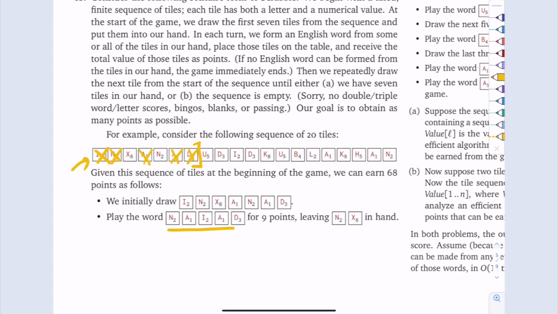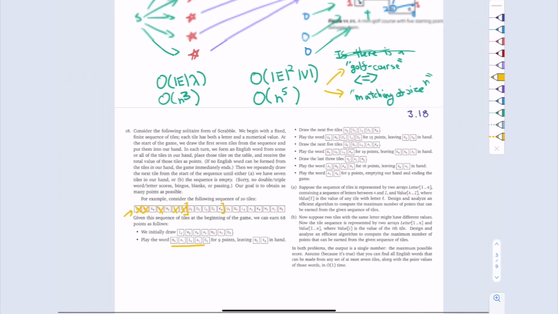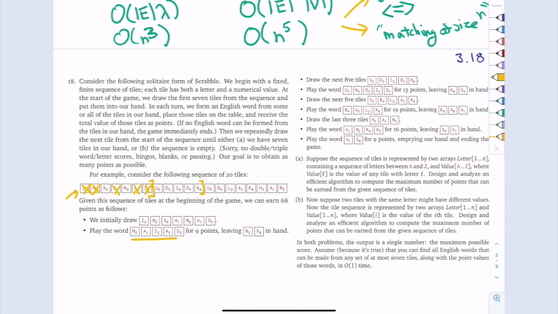and then you would draw 5 more to get a full hand. 1, 2, 3, 4, 5. And then you would keep going. Okay, and the goal is to try to get as many points as possible. And so on and so forth. So of course, the sequence is fixed ahead of time, and you know the whole sequence.